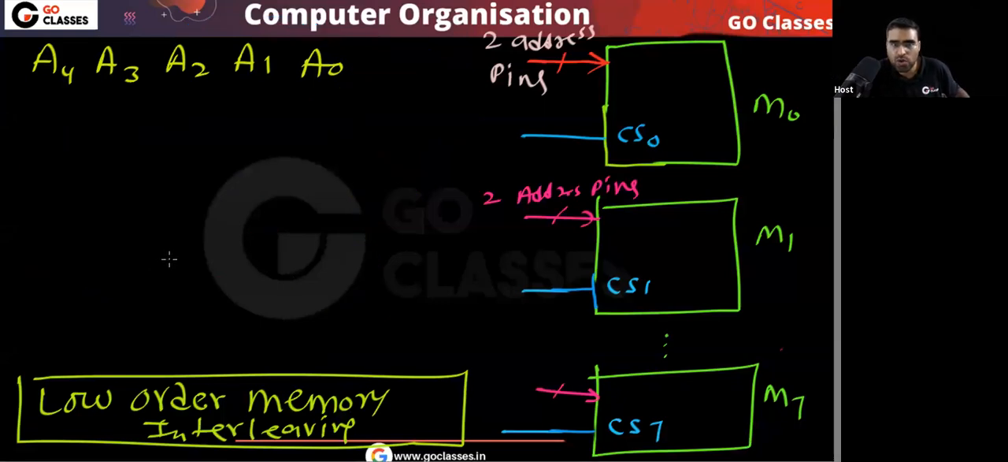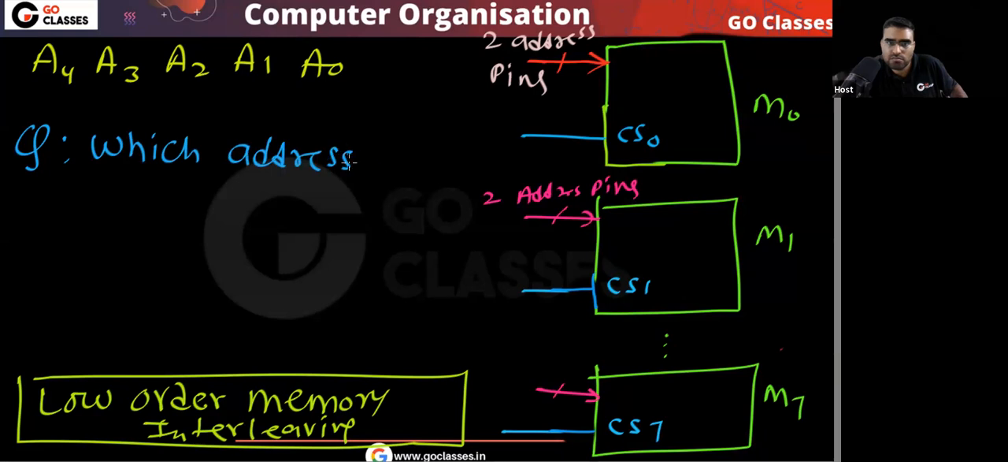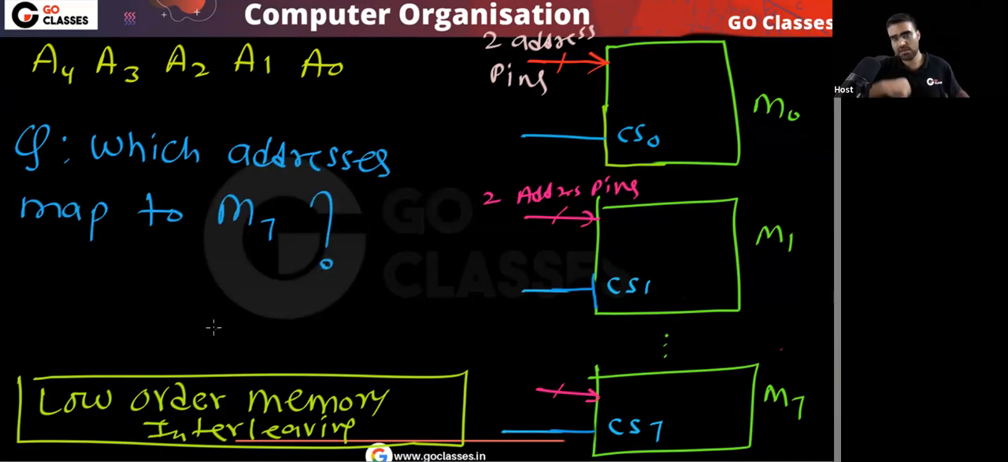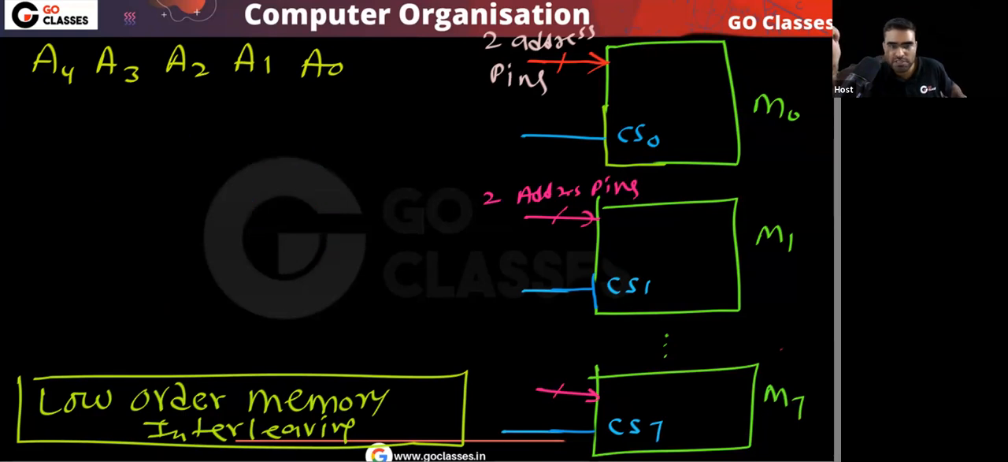They can ask you, what are the addresses in this memory chip M7? This type of question they can ask. They can ask which addresses map to memory chip 7. Tell me the answer. Which addresses will map to this chip 7? Very simple point. If you want to map to this chip 7, then what do you need? These must be 1 1, right? Yes or no? These must be 1 1. Clear?